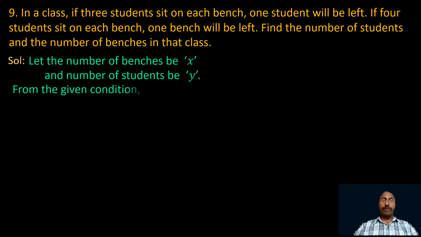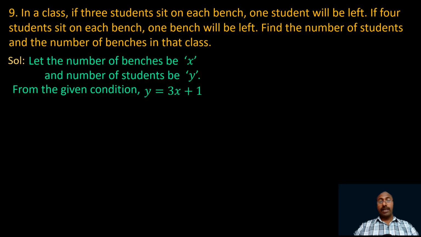Okay, so from the given condition we can write y is 1 more than 3 times the number of benches, that is y = 3x + 1. And also it is given that if 4 students sit on each bench, 1 bench will be left. Okay, so that is, 1 bench is not required here. That is, if 4 students sit on each bench, we need x - 1 benches.